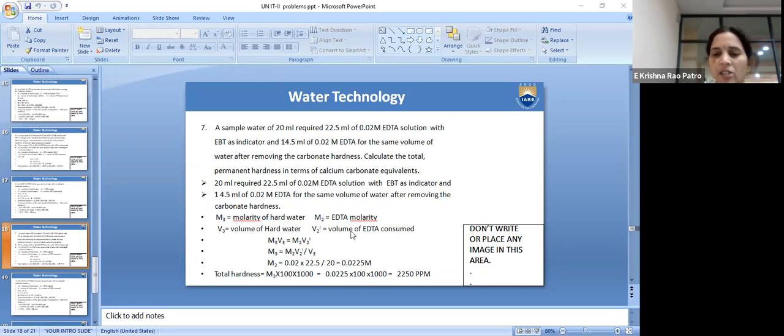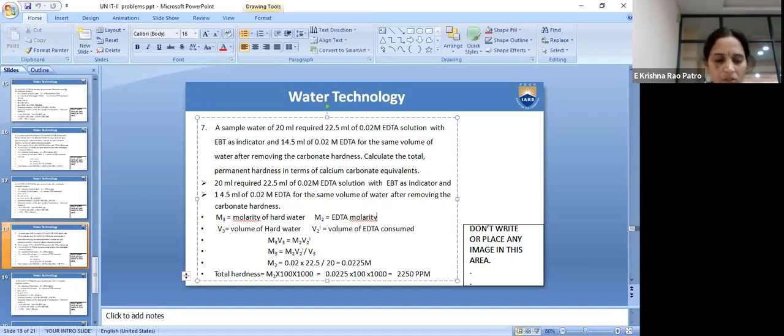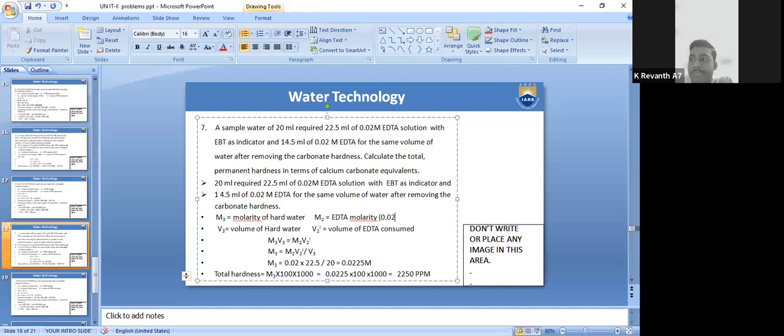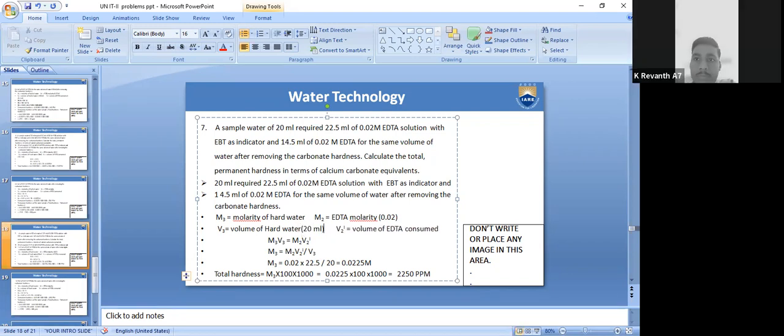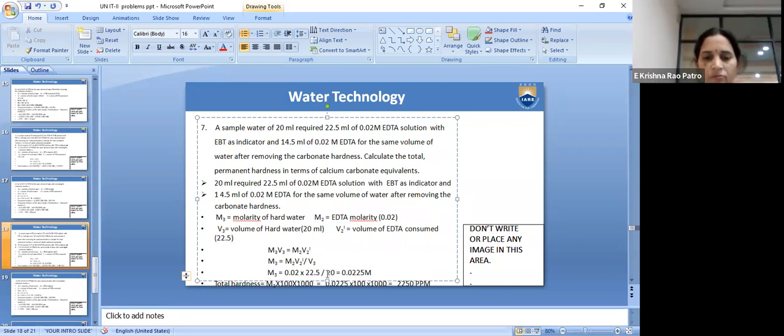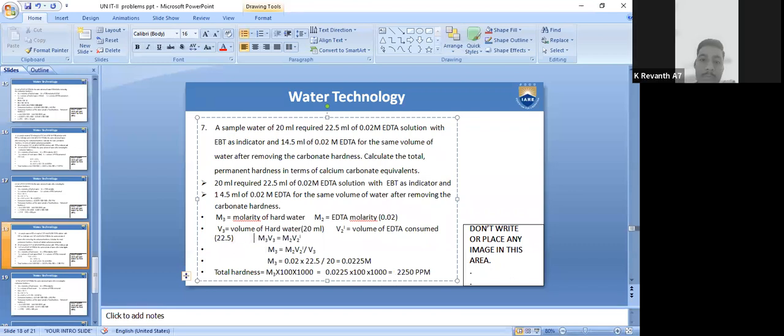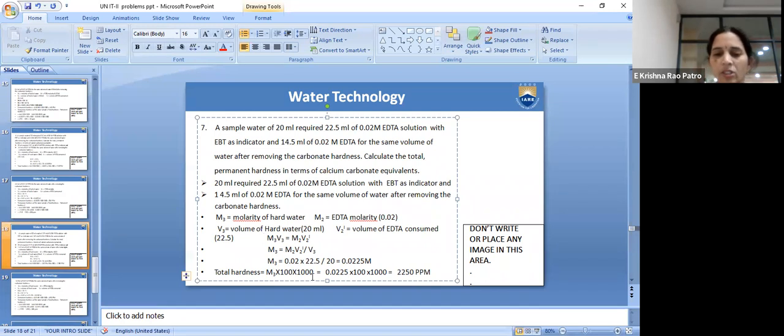V3 is the volume of hard water. V2 dash is the volume of EDTA consumed. EDTA molarity given here is 0.02. Now volume of hard water, how much have we taken? 20 ml. Now volume of EDTA consumed, 22.5. So 0.02 into 22.5 gives 0.0225. 0.0225 molar, that is M3. So convert into ppm: M3 into 100 into 1000. 0.0225 into 100 into 1000. We got the hardness, that is 2250 ppm. That is M3, total hardness.